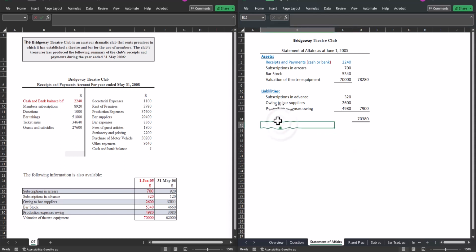$70,380. Now, this figure is normally referred to as capital if we're dealing with a trading organization, a normal business. However, because it's a non-trading organization, a not-for-profit organization, we call this accumulated fund.